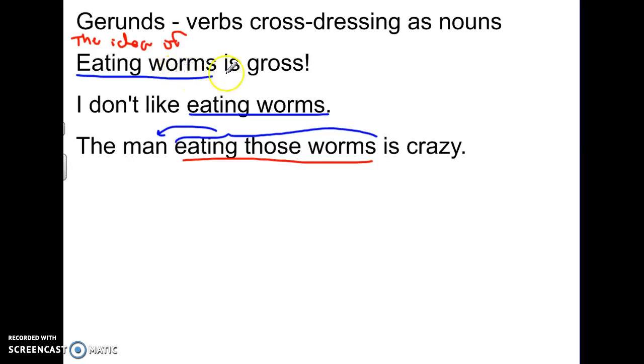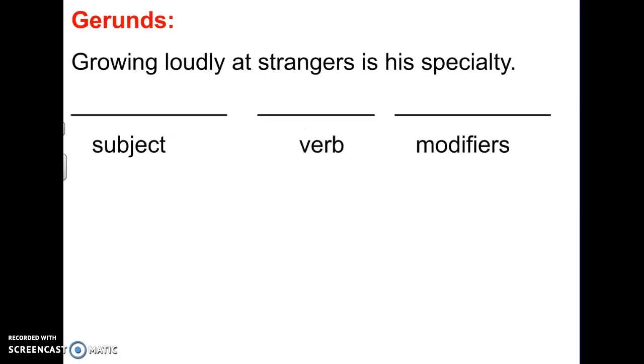The idea of eating worms is gross. Noun. I don't like the idea of eating worms. That's a noun. But in this one, the man eating those worms, that's a participle. So just don't get gerunds and participles confused. Sometimes it's tricky. Okay, this practice, growling loudly at strangers, is his specialty.